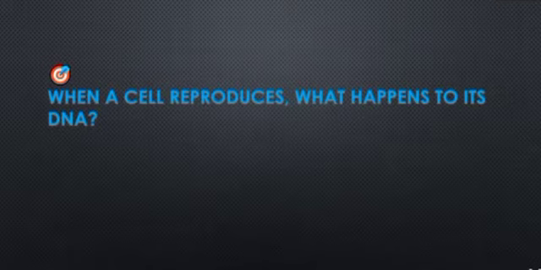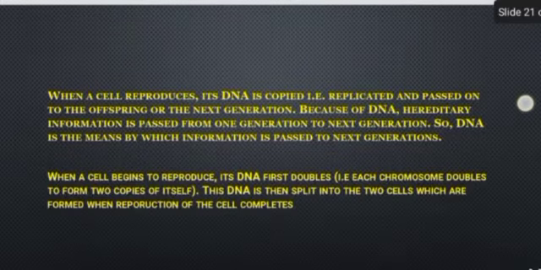When a cell reproduces, what happens to its DNA? We know that DNA is very important for transferring the characters from one generation to the next generations, right? So DNA duplication, DNA replication, these are very important, and they will be equally distributing the chromosomes to the daughter cells. So we will check the exact points.